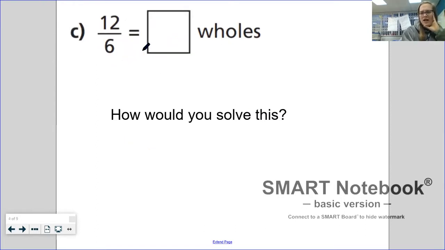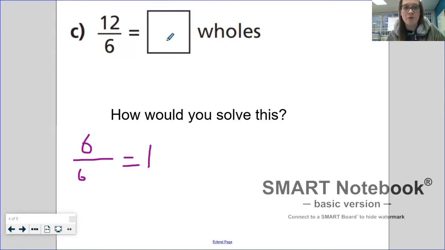Ooh, 12 sixths. Well, I know that 6 sixths is equal to 1. I'm going to count in 6s now and see if I can get to 12. So 6 sixths is 1. Another 6 sixths, so that's 12 sixths. Oh, 12 sixths is 2 wholes.